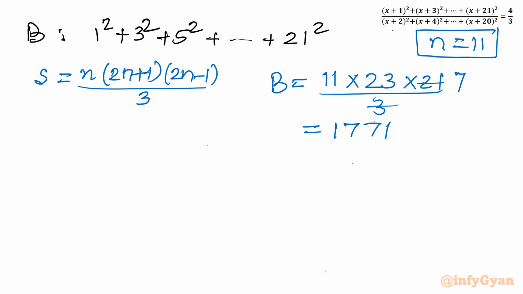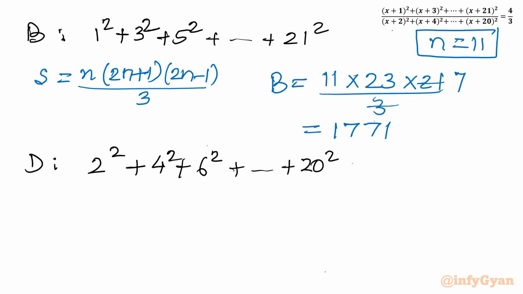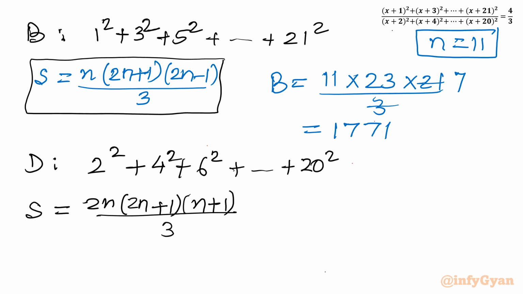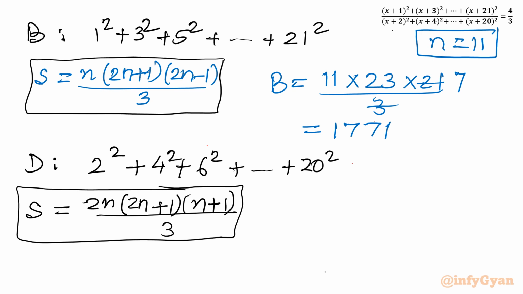Now come to C. It was A, B, C, D. Let me write D, the sum of first n even natural numbers: 2 square plus 4 square plus 6 square up to 20 square. Likewise, we will write this formula for even numbers also. So that formula is 2n in bracket, 2n plus 1 in bracket, n plus 1 in bracket, over 3. This is the only change: n plus 1 and 2n minus 1 in the formulas, and twice also.